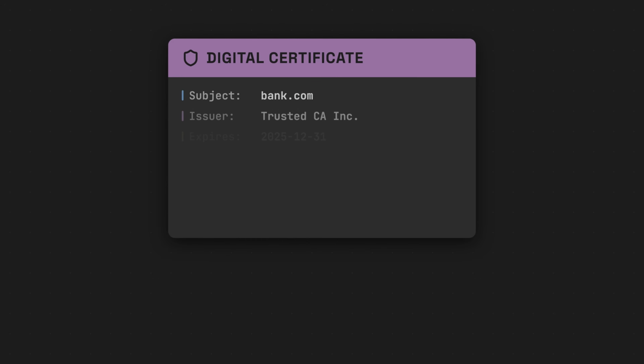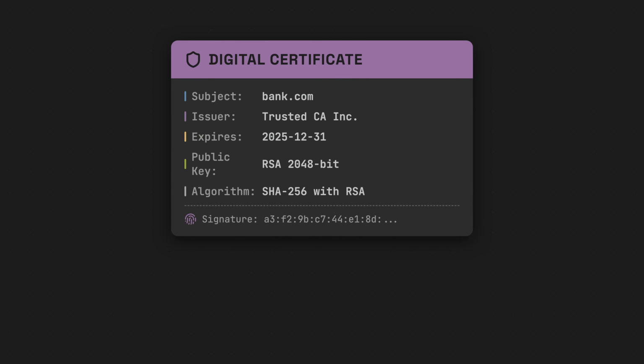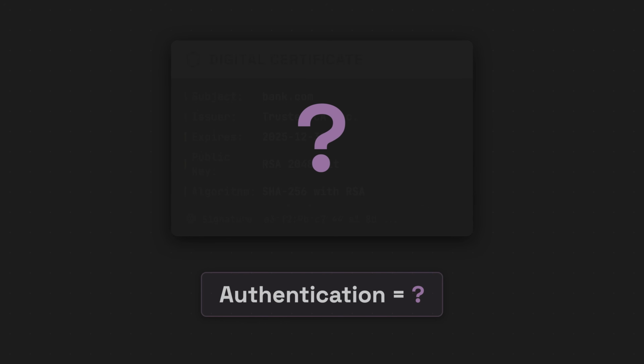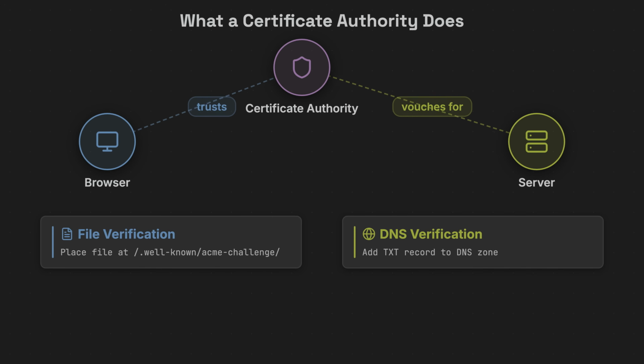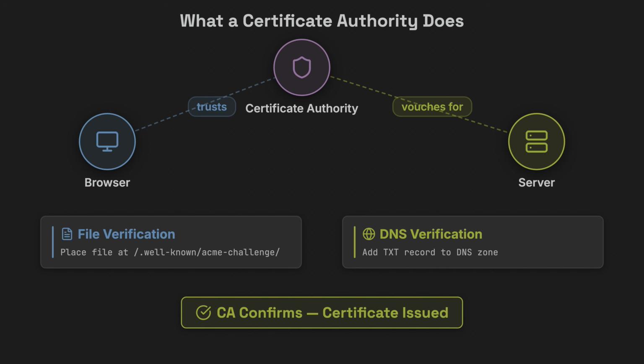We skipped a step earlier. The browser got a certificate. How does it decide to trust it? This is authentication. The difference between the connection is encrypted and the connection is encrypted to the right server. A certificate authority, a CA, is an organization that browsers and OSs have agreed to trust. When you want a certificate for your domain, you prove to the CA that you control it by placing a file at a known URL or by creating a DNS record. The CA verifies that, then issues a signed certificate.